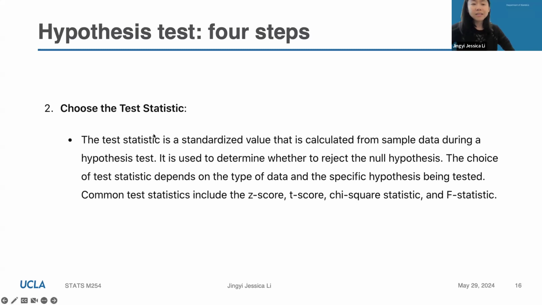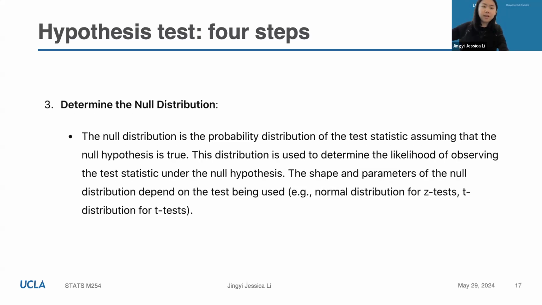All right, so the test statistic is a standardized value that is calculated from sample data during a hypothesis test. It is used to determine whether to reject a null hypothesis. The choice of test statistic depends on the type of data and the specific hypothesis being tested. So therefore, I just want to say that whenever you summarize your data as a test statistic, you can always derive the third step, null distribution for the test statistic under the null hypothesis. But some test statistics may be more powerful than others.